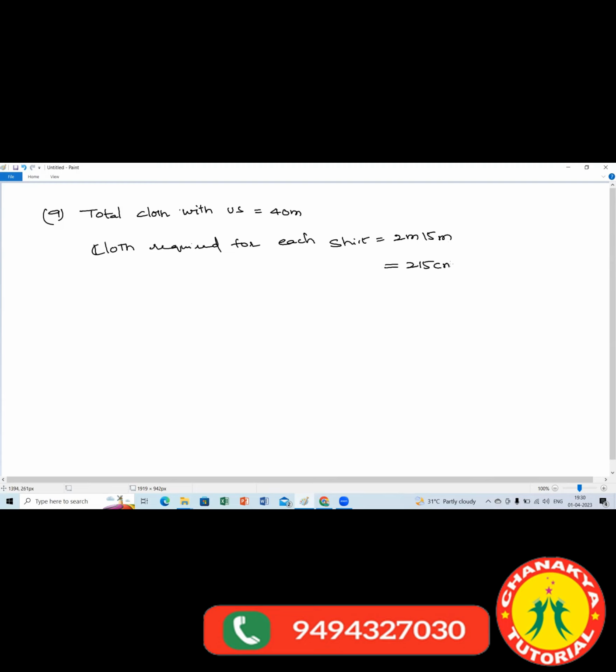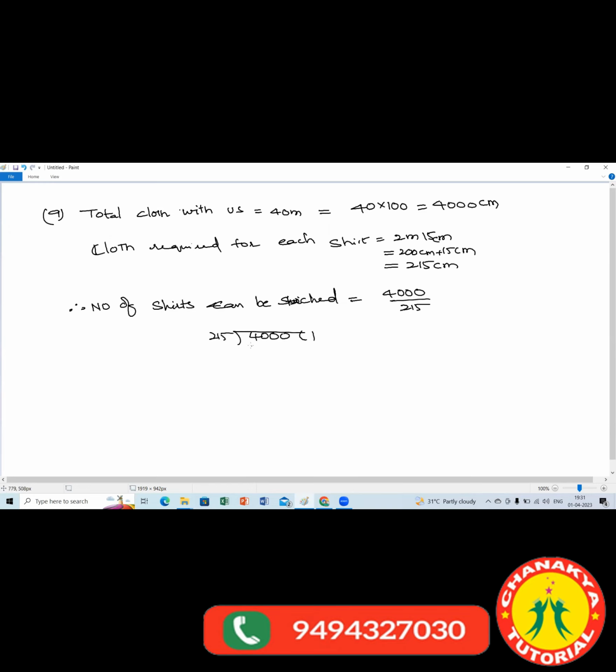Like that, how many shirts can you get? Here you need to do division. Therefore, the number of shirts that can be stitched is equal to 4,000 divided by 215. So you know division, right, children?